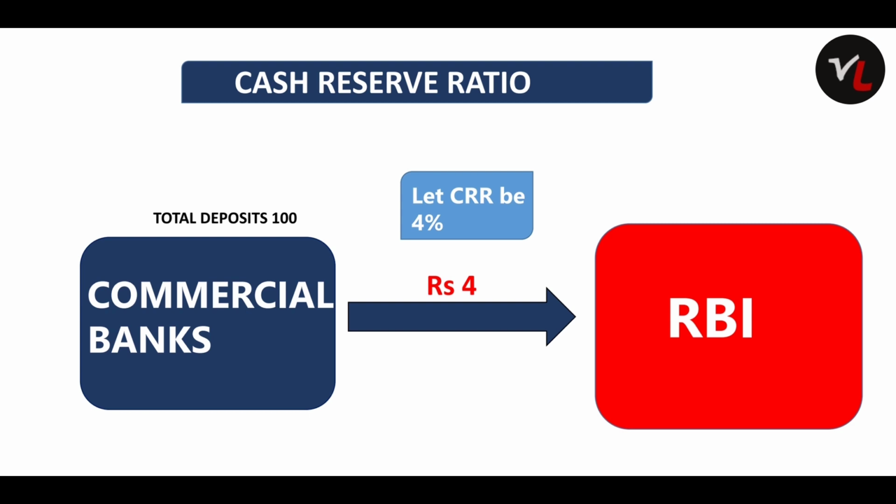Here, let's take an example. Let us assume that the total deposits of commercial banks are 100 rupees. Now, if the cash reserve ratio is 4% as notified by the Reserve Bank of India, then 4 rupees out of 100 should be kept aside with RBI as reserves. This is the cash reserve ratio.